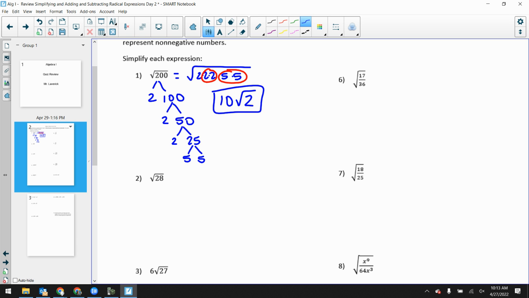Now, if you had done the other method, what perfect square can divide 200? 100. What's the square root of 100? 10. 10 radical 2. Okay? Oops. Flip those. The perfect square is always the one that comes out. Just like the ones with the buddies always come out. The perfect square always comes out.